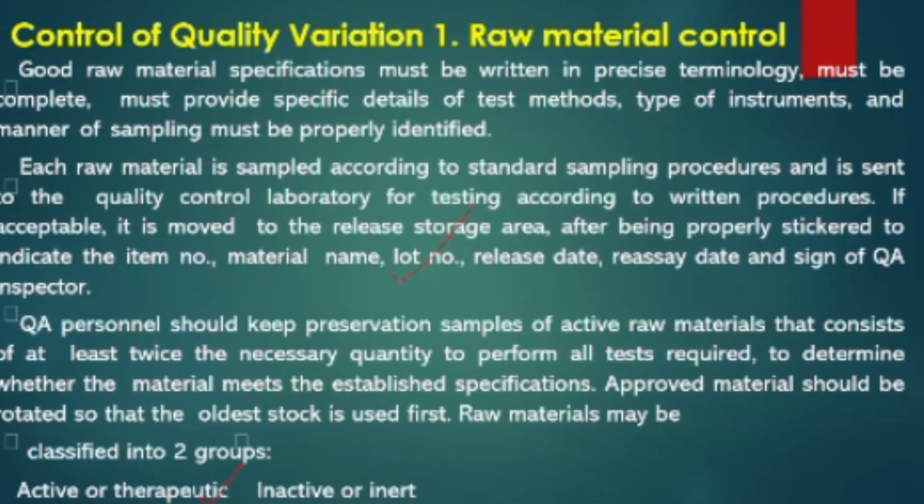The active or therapeutic raw materials are the vitamins, enzymes, and the probiotics. They treat, prevent, or manage a condition, and provide a direct therapeutic benefit. Whereas the indirect or inert raw materials are the preservatives, flavoring agents, and the emulsifiers. They enhance the product delivery. They improve the shelf life, appearance, and the usability.